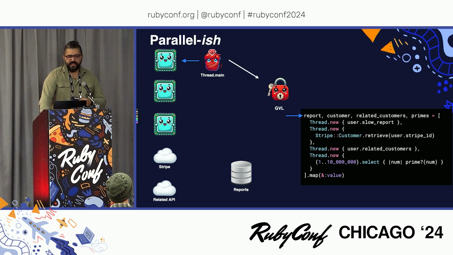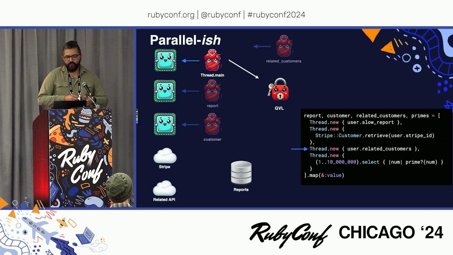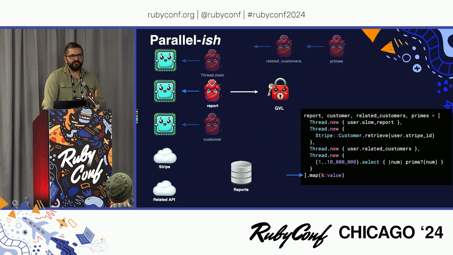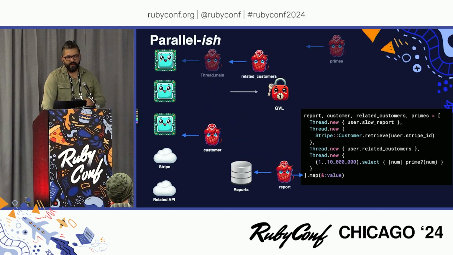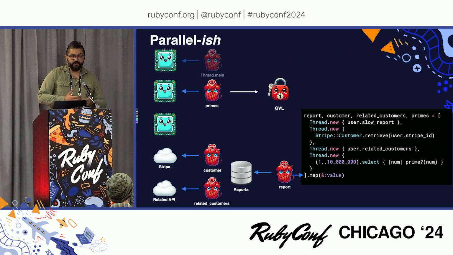Effectively, if we were to take an example that better utilizes them, here we're doing a slow report in the database. We're retrieving a customer from Stripe. We're doing another related API call. And then we're still gluttons for punishment, and we're doing more prime number generation. In this case, we still have to grab that GVL first. But once we go to a blocking operation, we release it, and those blocking operations can continue to happen in parallel in the background. And so in this case, what ends up happening is we're parallel-ish. We've got 3 additional things running in the background while we're doing our prime number generation in the foreground.